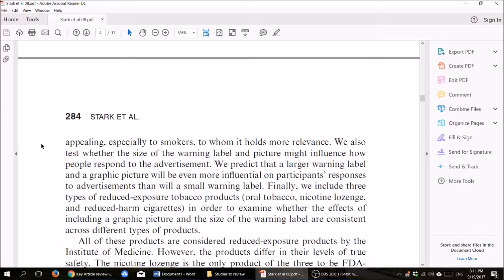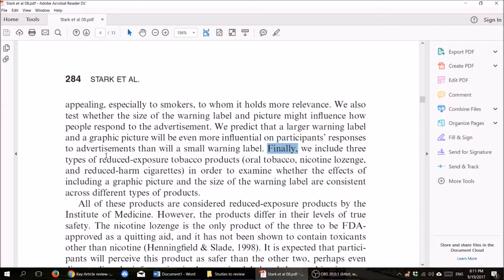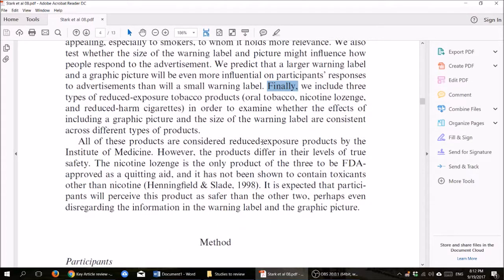And we also test, so this is another hypothesis, there is more than one hypothesis, whether the size of the warning label and picture might influence how people respond to the advertisement. And then we predict, that's right. And then finally, we include 3 types of reduced exposure tobacco products and examine whether the effects of including a graphic picture and the size of the warning label are consistent across different types of products. Yeah. So those are the hypotheses.